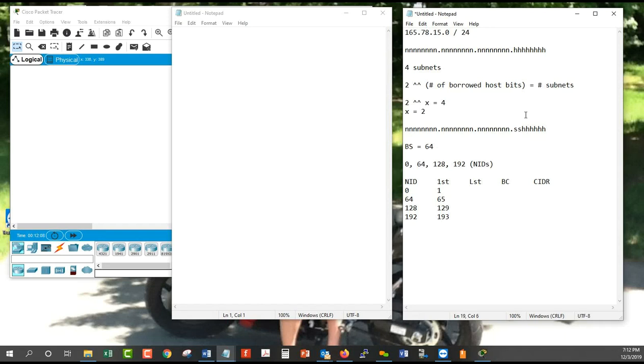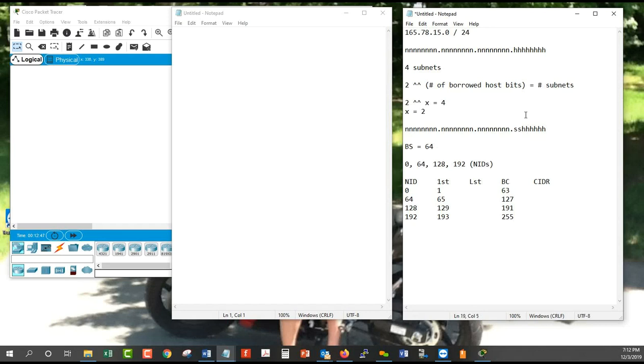Now, we're going to figure out what our broadcast addresses are. The broadcasts are always going to be one less than the next network ID. So in our first example, the next network ID is 64. So we're going to do one less than 64, which is going to be 63. And then we're going to do 127. And we're going to do 191. And here, because we're at the very top, this is going to be 255, okay?